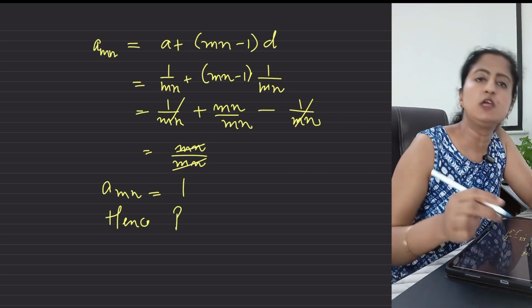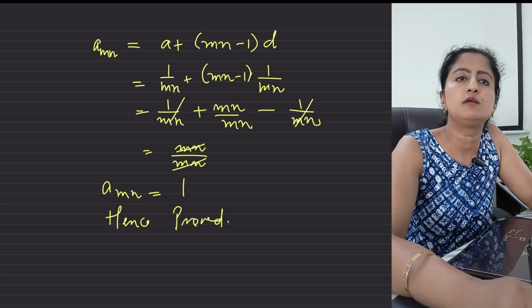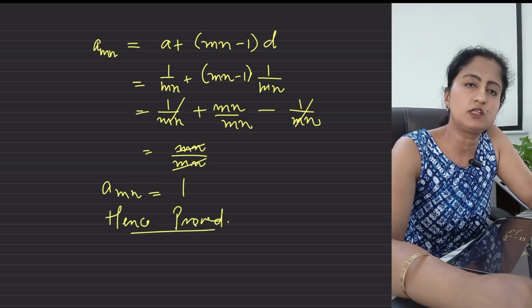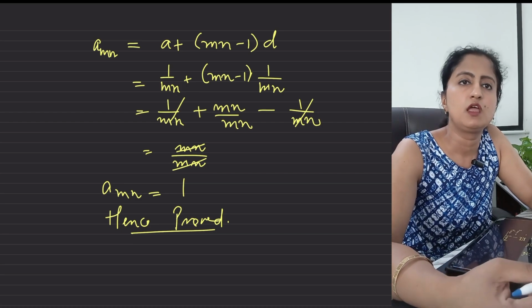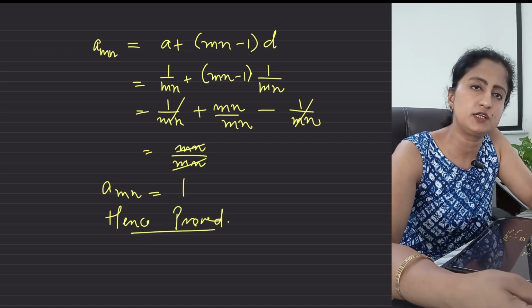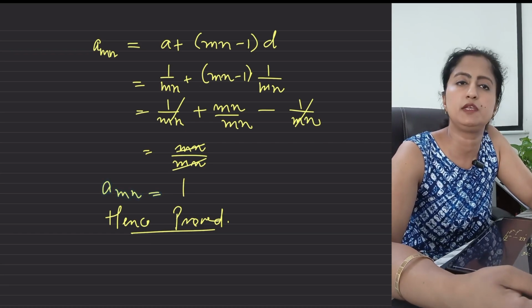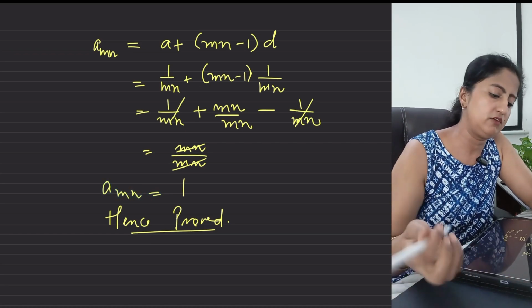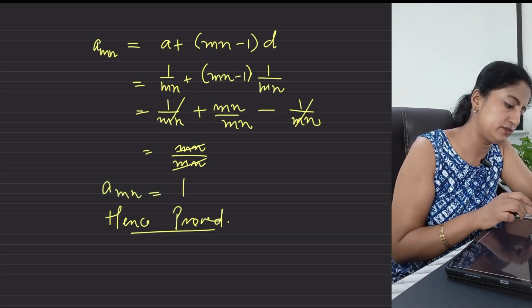So in this question, we saw that we had everything in terms of variables. We first solved the two equations by using elimination, got the value of a and d, and then applied these values in the general relation and got the value of amn, which is 1. Now, let's move on to the next important question.